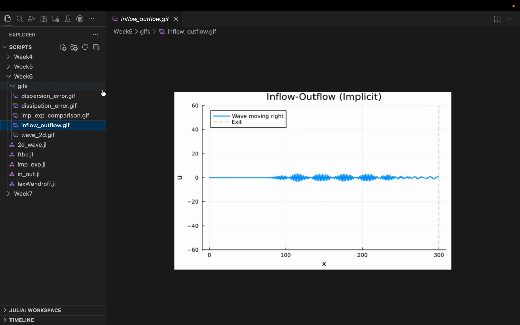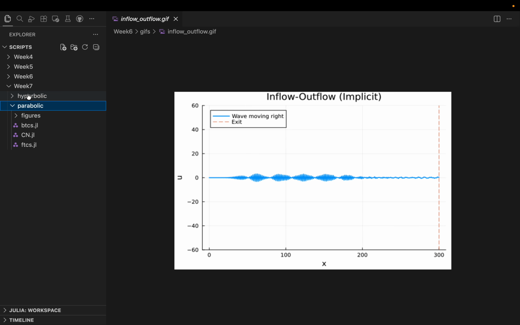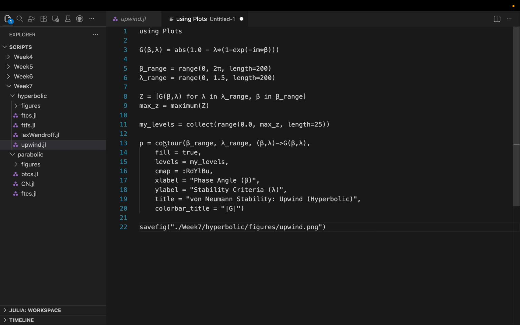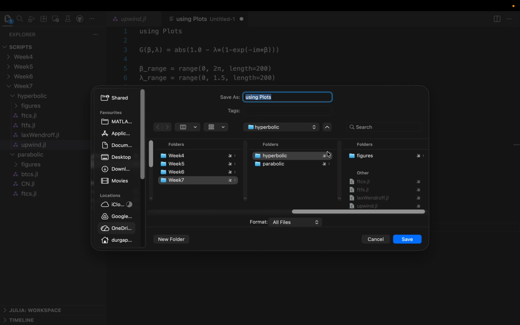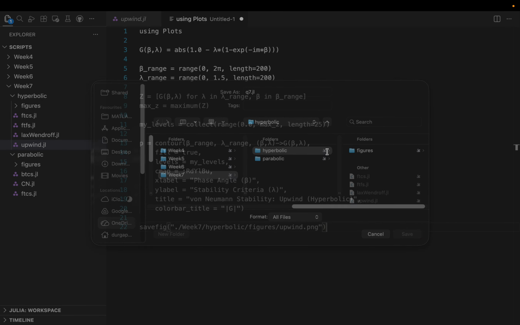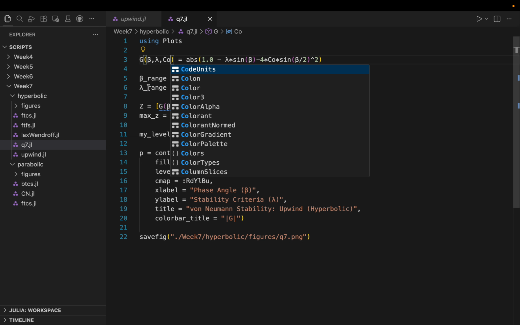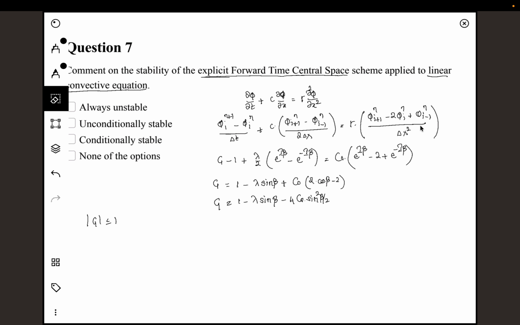So if you want to do this, I have modulus of 1 minus lambda sine beta minus 4 times Coulomb number times sine square beta by 2. Okay, in the exam you do not have access to this. So how do I solve this?